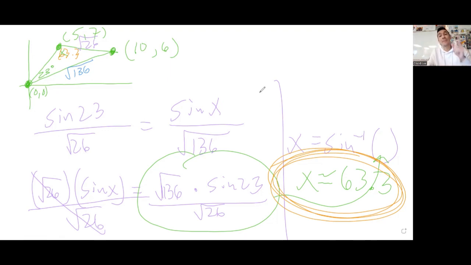And then when we meet in class, we do 9.3, which is on the law of cosines.